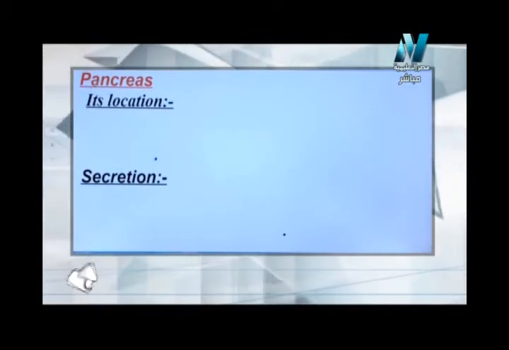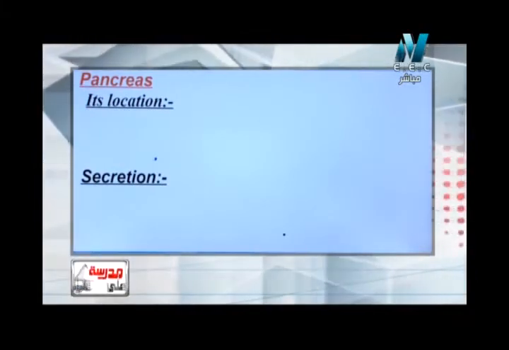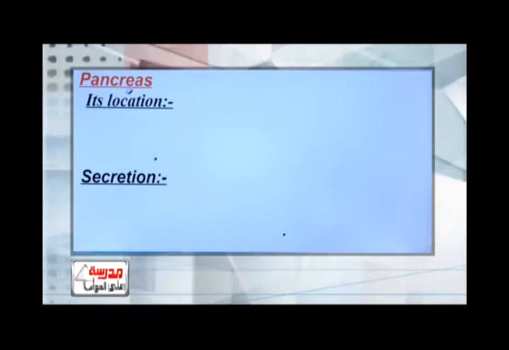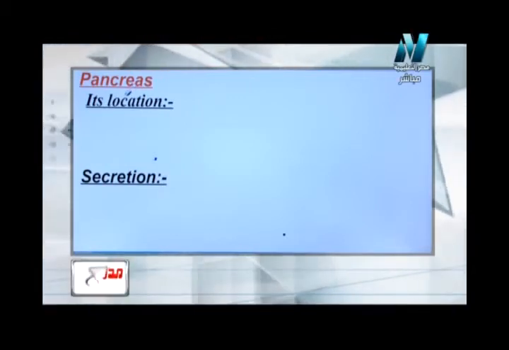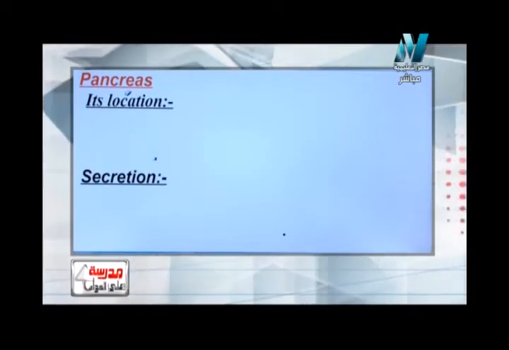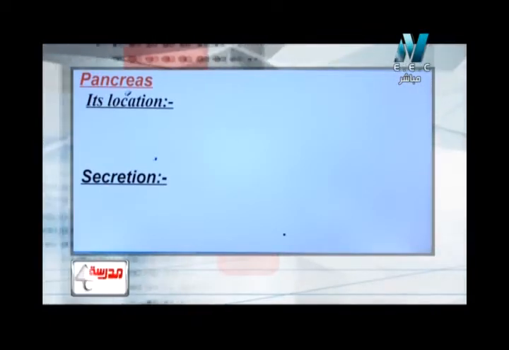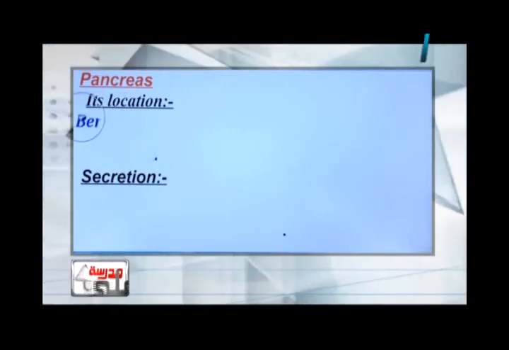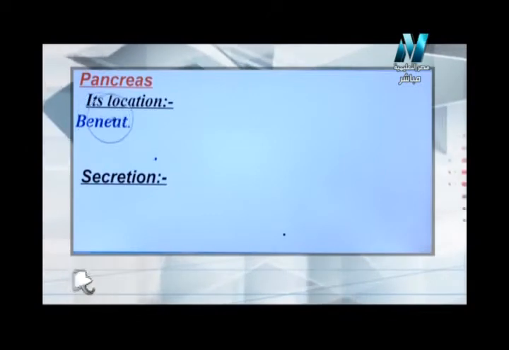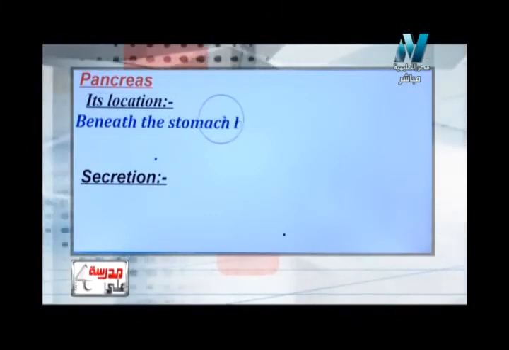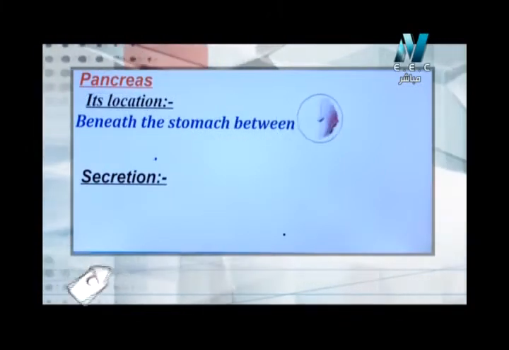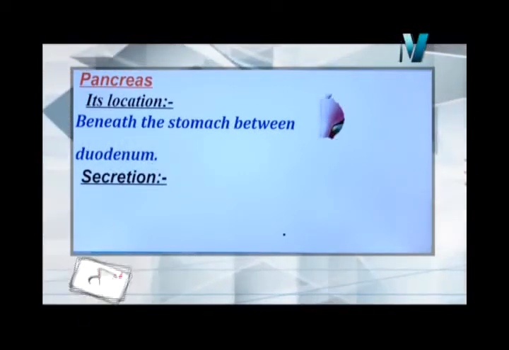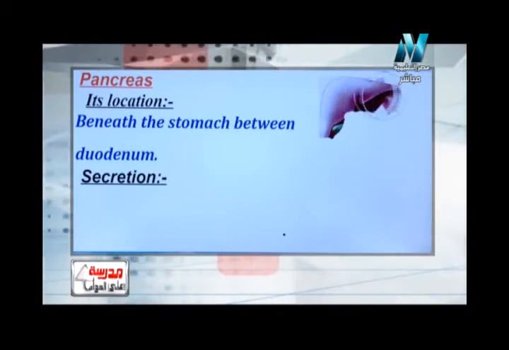Here we will talk about pancreas. هنتكلم على البنكرياس and we studied before in fourth primary، خدناها في رابعة ابتدائي قبل كده as we talk about pancreas in the digestive system. We talk today about the location firstly، مكانه فين؟ Beneath the stomach، تحت المعدة. Between the what؟ Between the duodenum اللي هو الاثنى عشر زي ما بيسموه بالعربي، part from the small intestine.